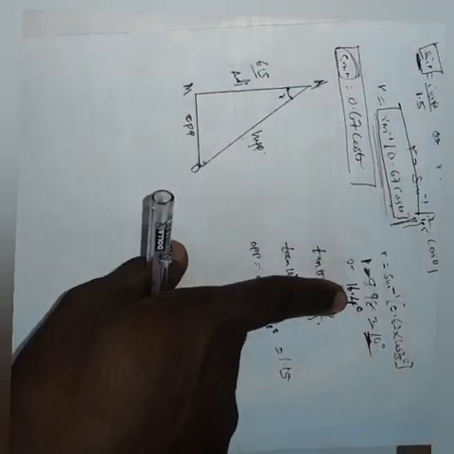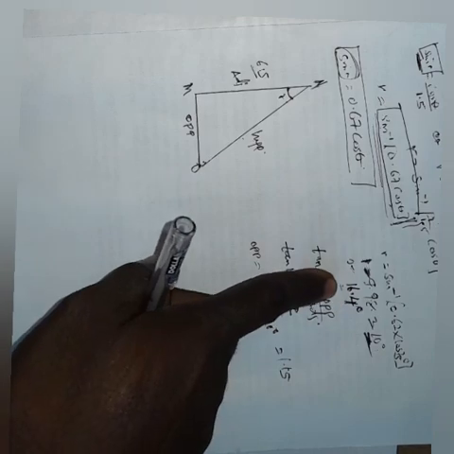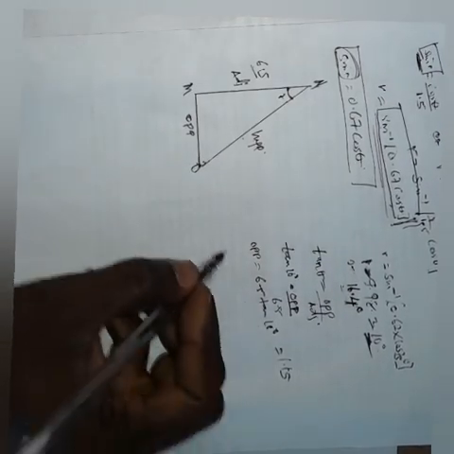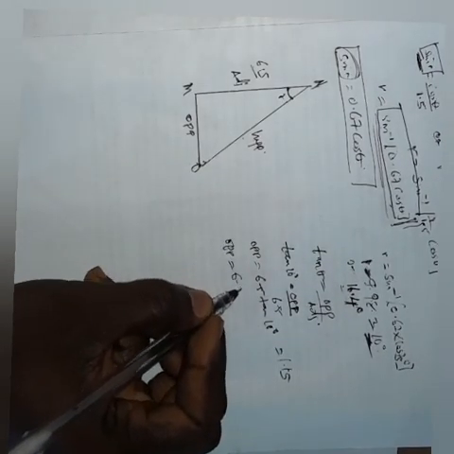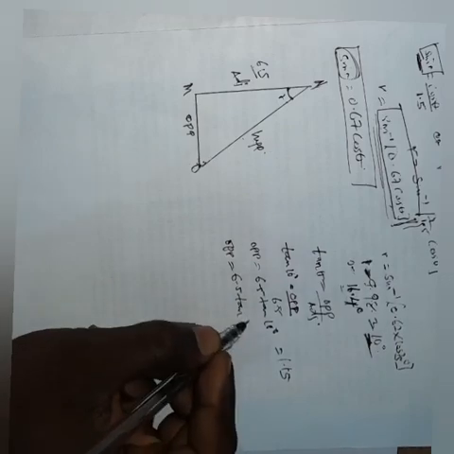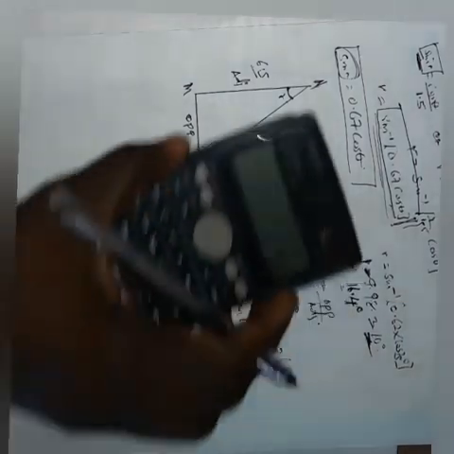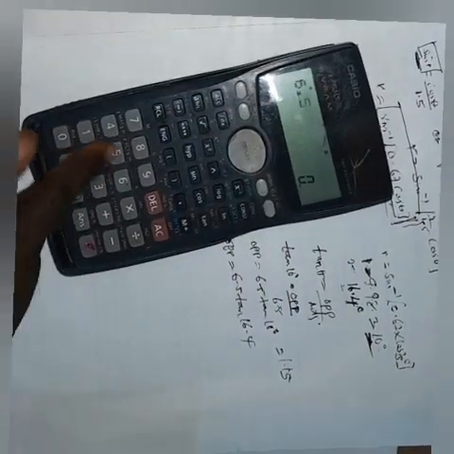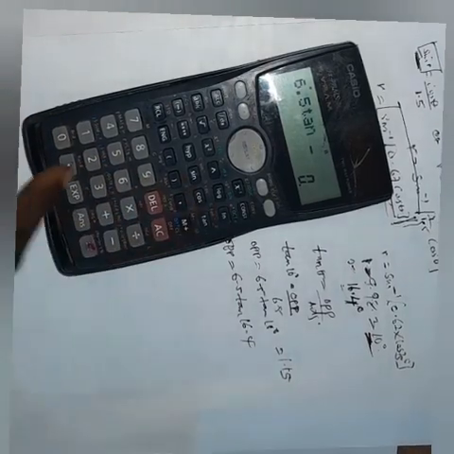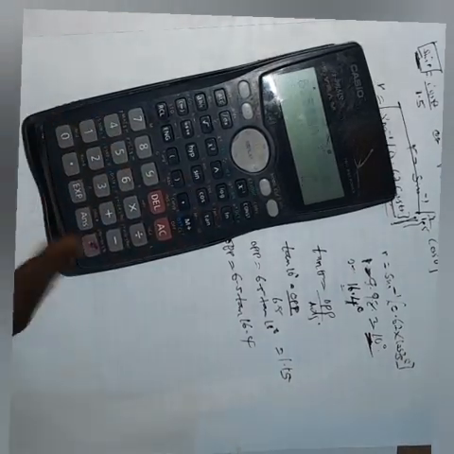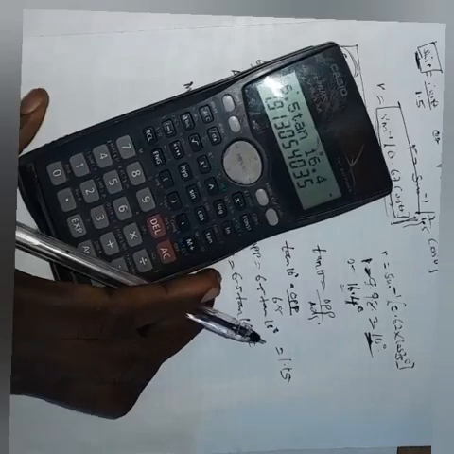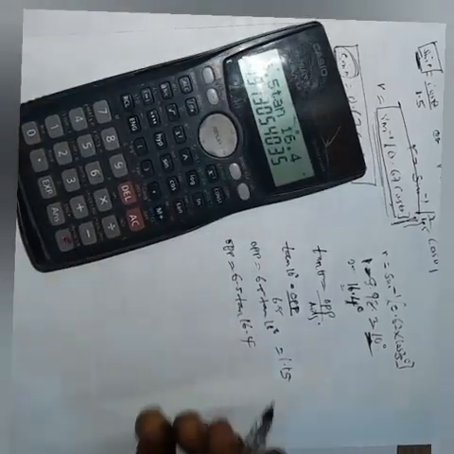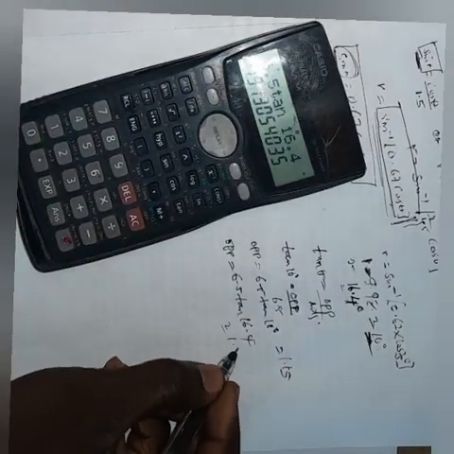So let me do it for the other part. For the other part, we already know what the angle is. The angle is 16.4. So it means that the opposite is going to be 6.5 tan 16.4. So I'm going to press on my calculator. 6.5 tan 16.4. That's going to give me 1.9. So I'm going to get an approximate value of 1.9.